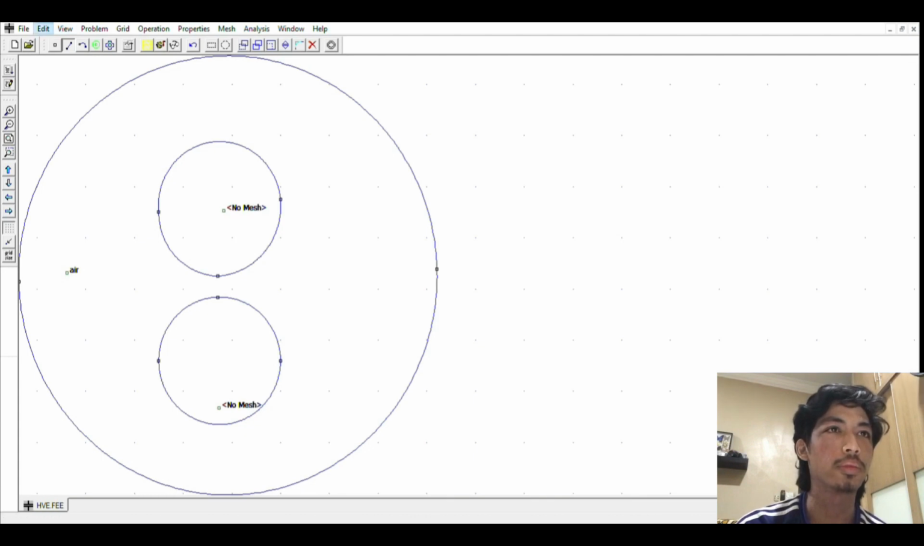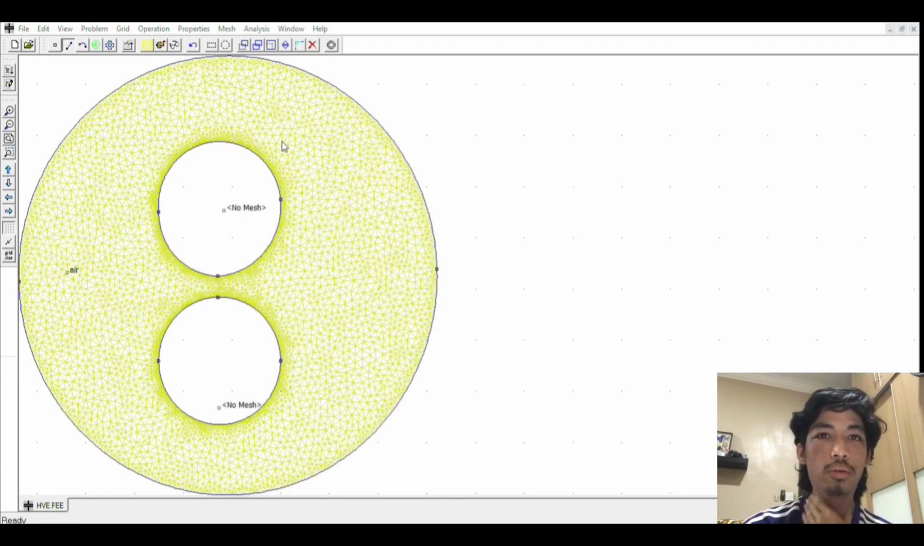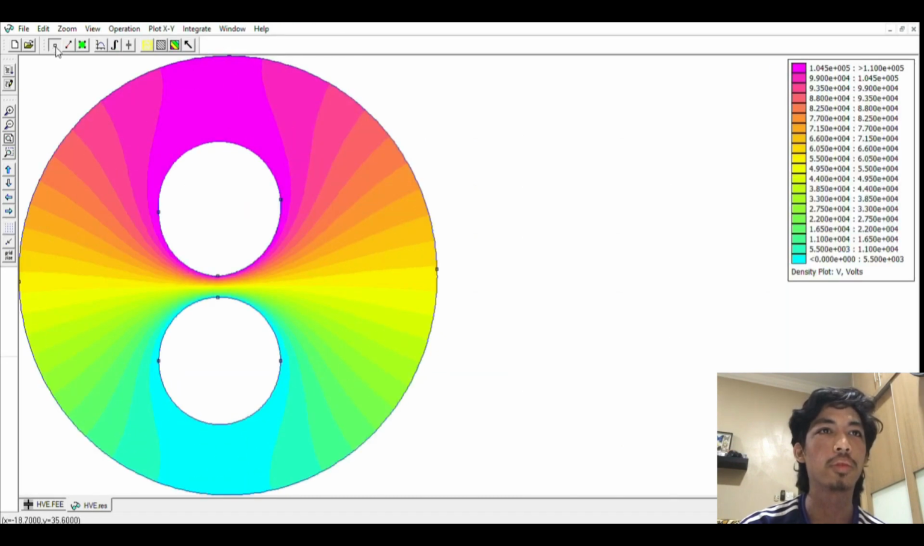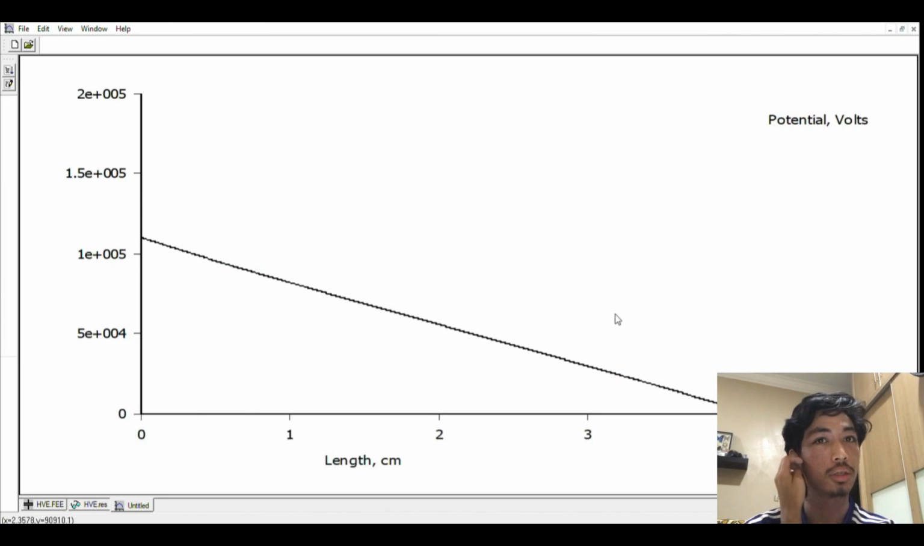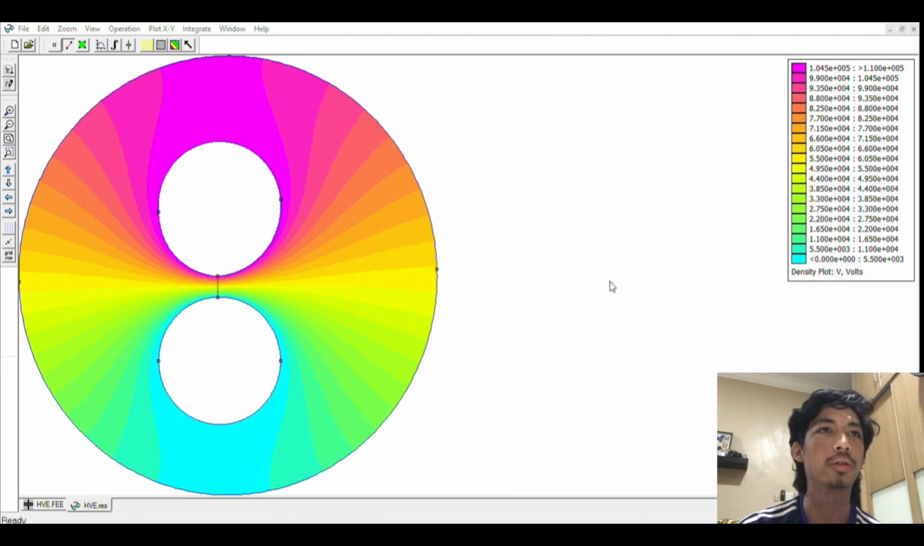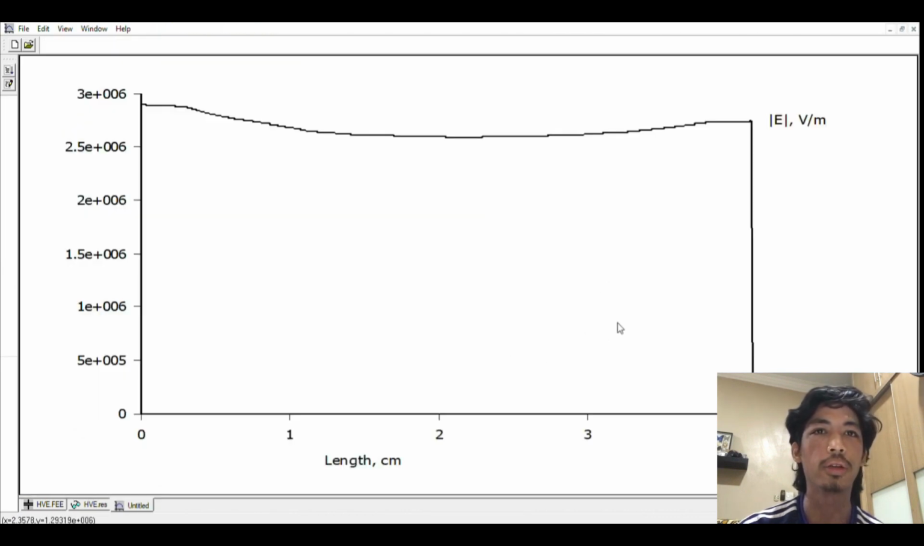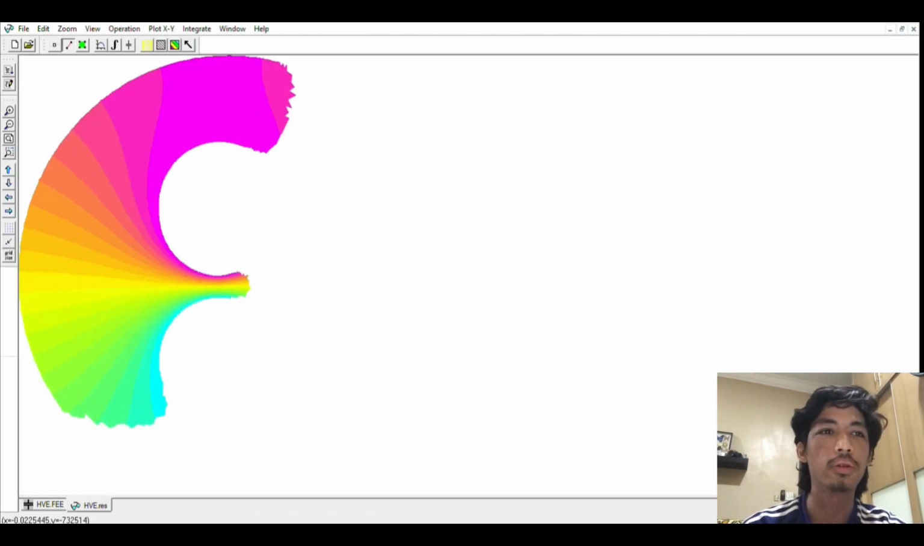So also we need to change the boundary value, which is just 110 kilovolt, and we just run the simulation. So we just take the value for voltage. This is the value for voltage, and this is the magnitude of field intensity for gap distance 4 cm with 110 kilovolt of voltage.